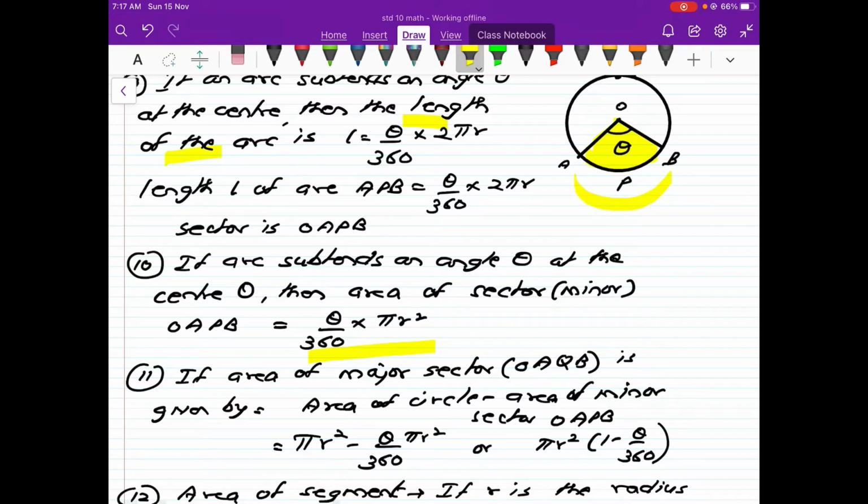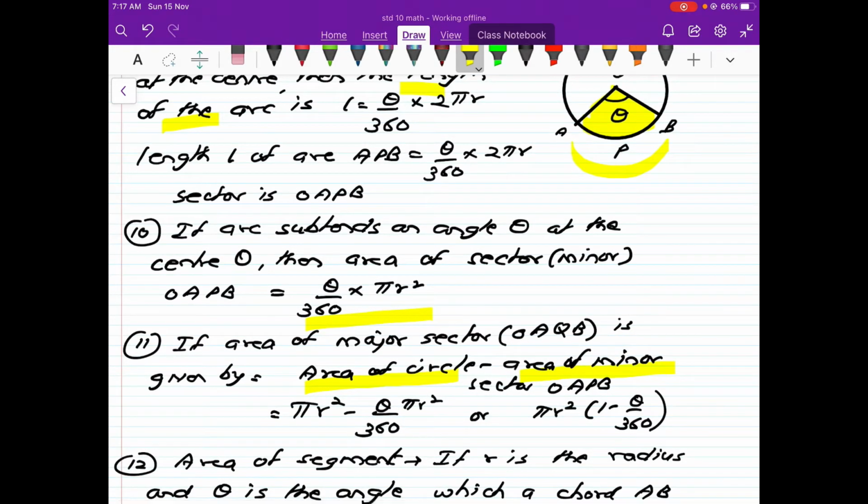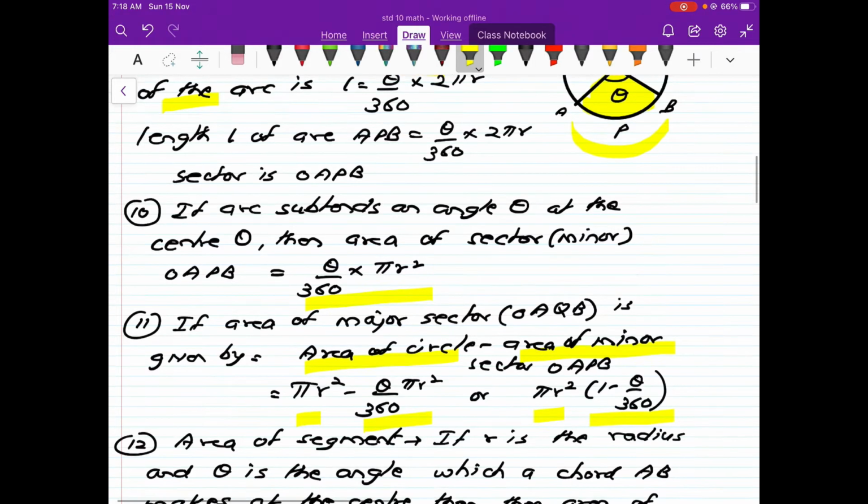If you want to find the area of the major sector, it is given by the area of the circle minus the area of the minor sector. So it can be written in formula form: pi r square minus the area of the minor sector, which is theta upon 360 into pi r square. Or we can take pi r square as common, and in the brackets we can write 1 minus theta upon 360.